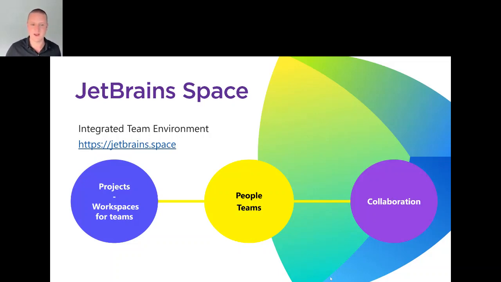the people aspect, you have vacation tracking, you have absences, you have a calendar and things like that. The idea is that all of those things should also be visible when you're working on, for example, a merge request in a Git repository in Space.